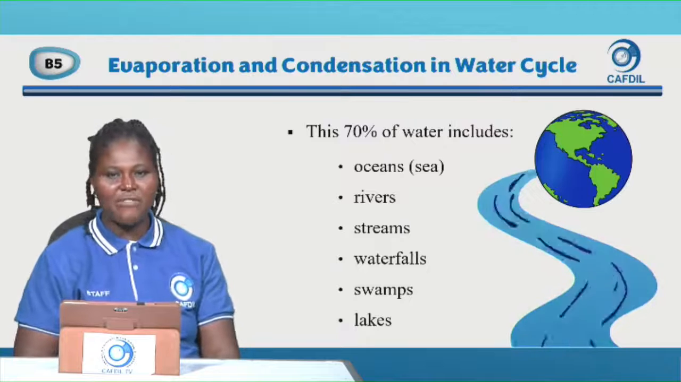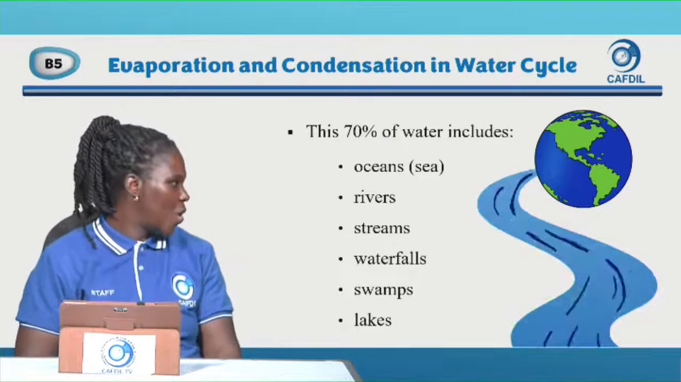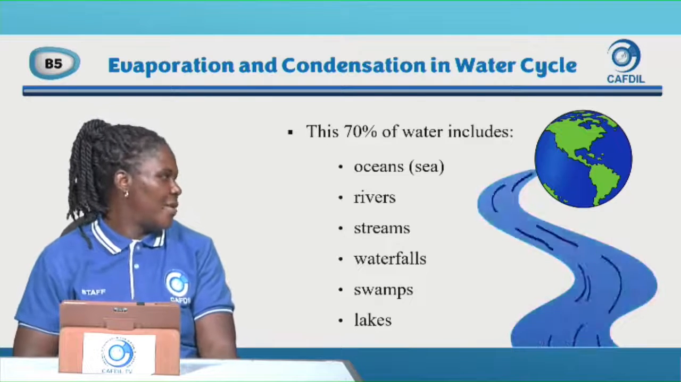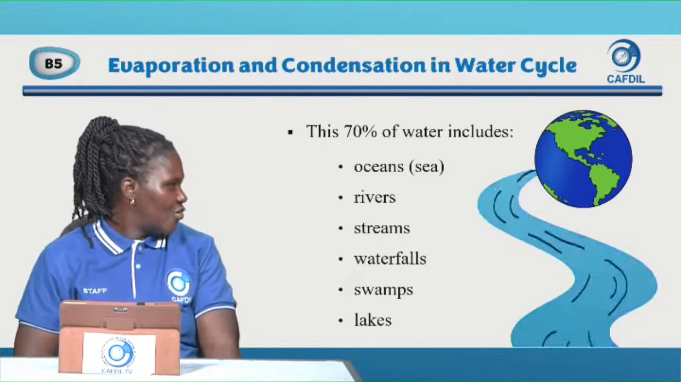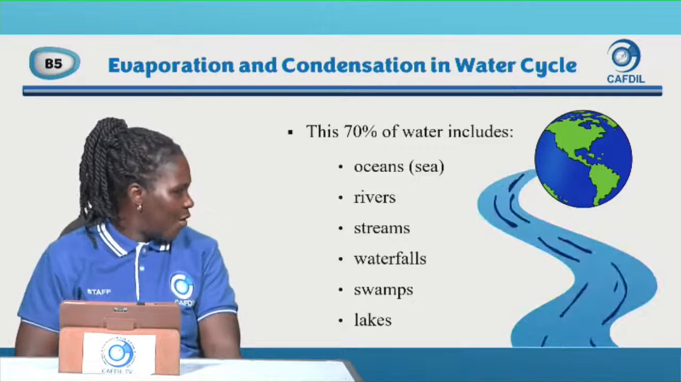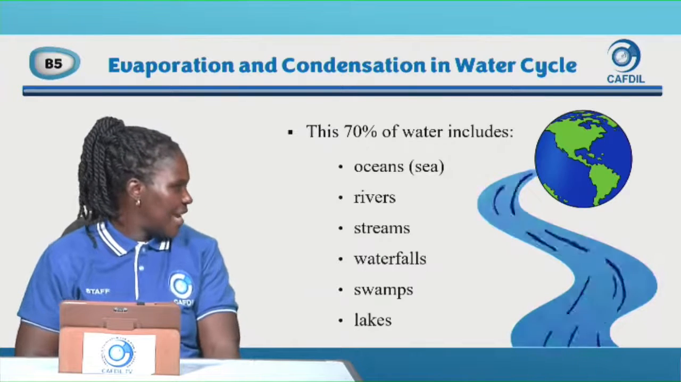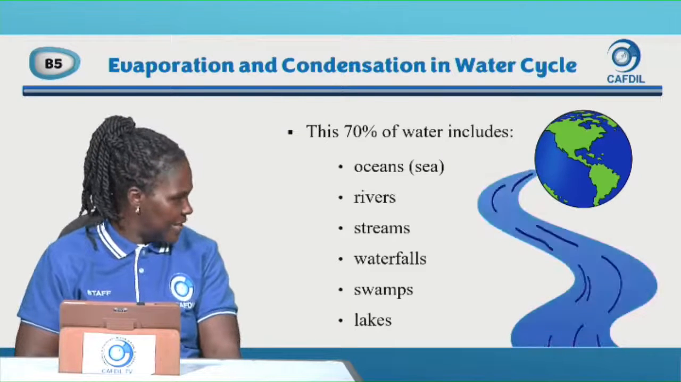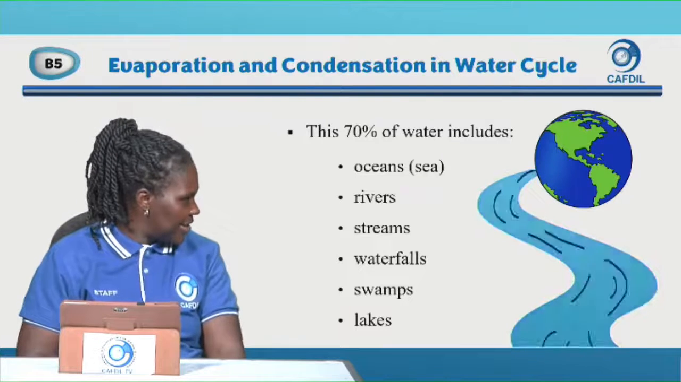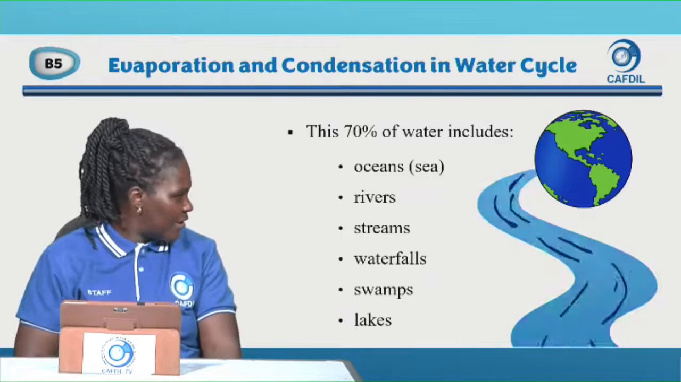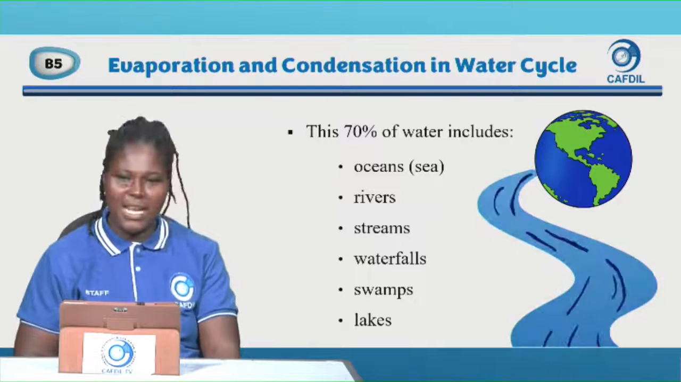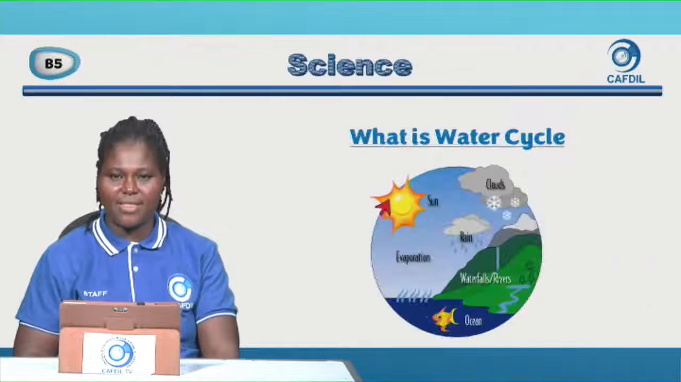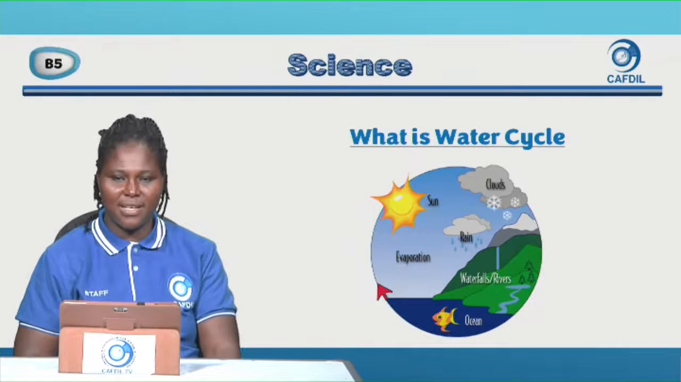Good. Now this 70% of water includes oceans, that is seas, rivers, streams, waterfalls, swamps, and lakes. So these are water bodies on the earth. Now, what is water cycle?